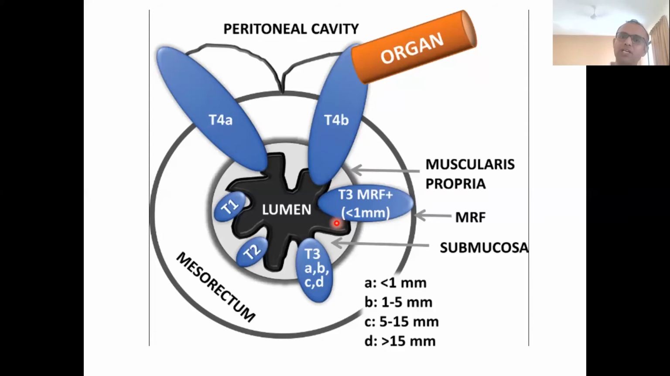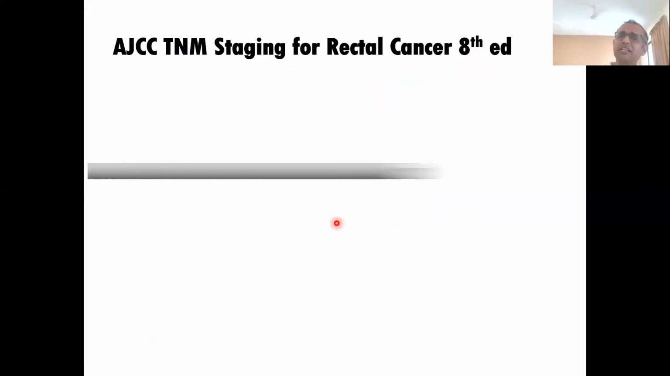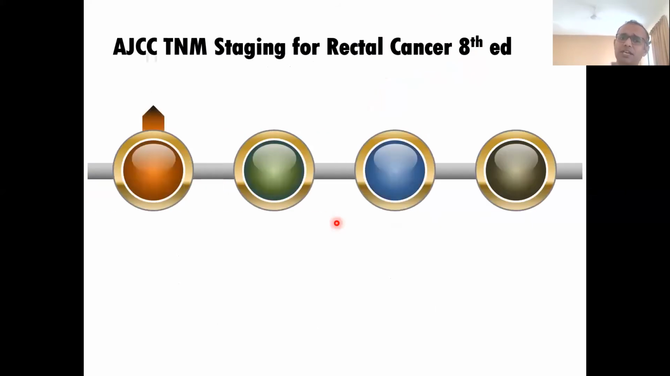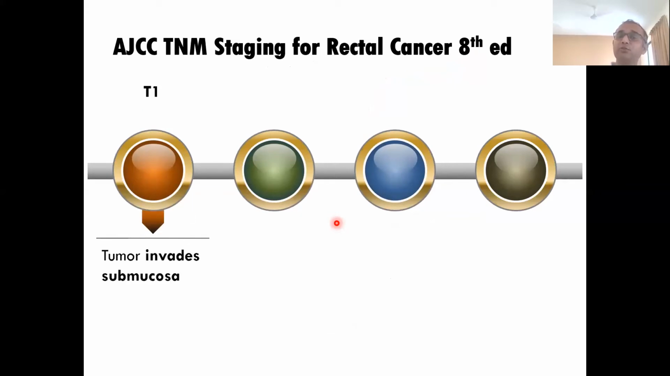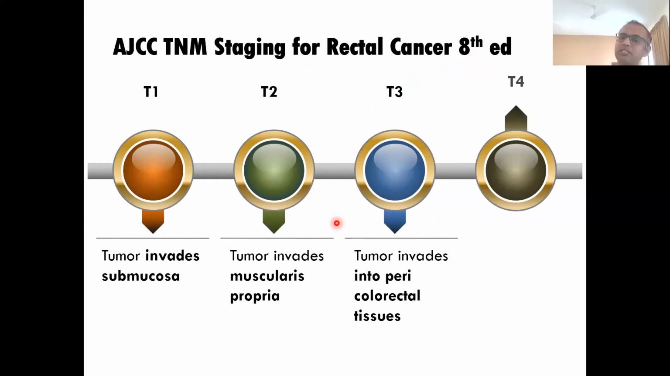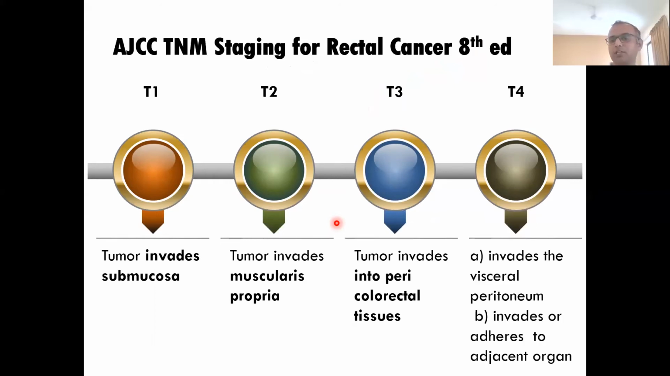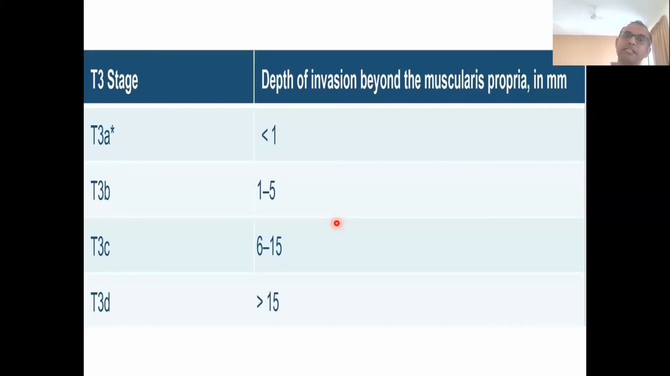So we'll go quickly through all the things. In AJCC 8th staging, an important point is that T3 is divided into 4 stages, not in AJCC. It is based on the European studies. T1 is submucosa, mucosa. T2 is muscularis. T3 is perirectal or pericolorectal tissue involvement. T4A is peritoneum, T4B is adherent to organ. T3 is subdivided into 4 types: less than 1 mm, 1 to 5 mm, 6 to 15, more than 15, not based on NCCN or AJCC, it is based on the European studies.